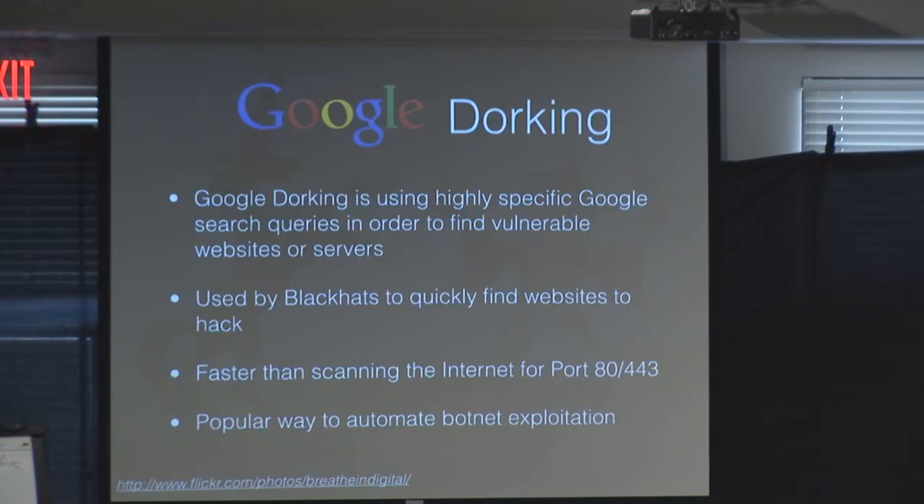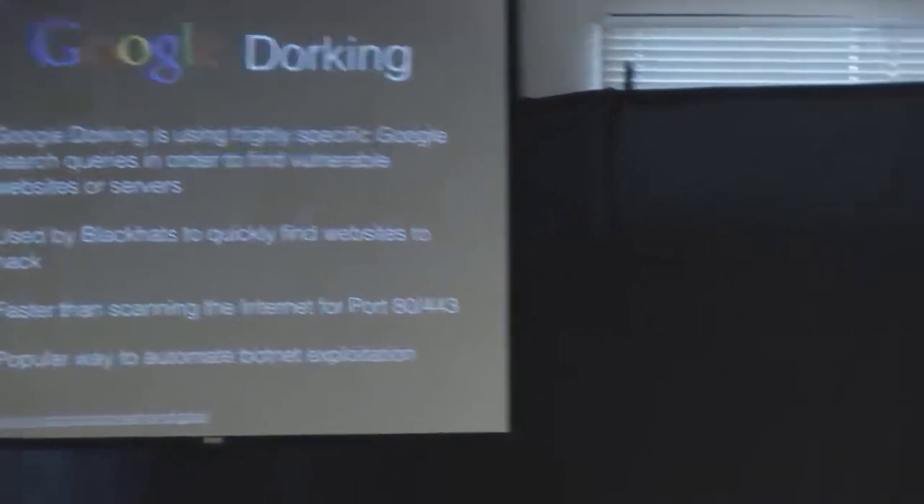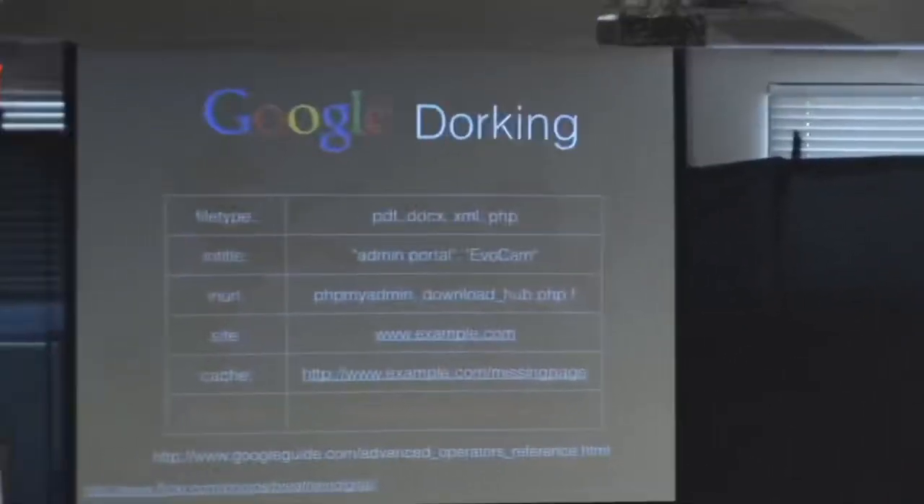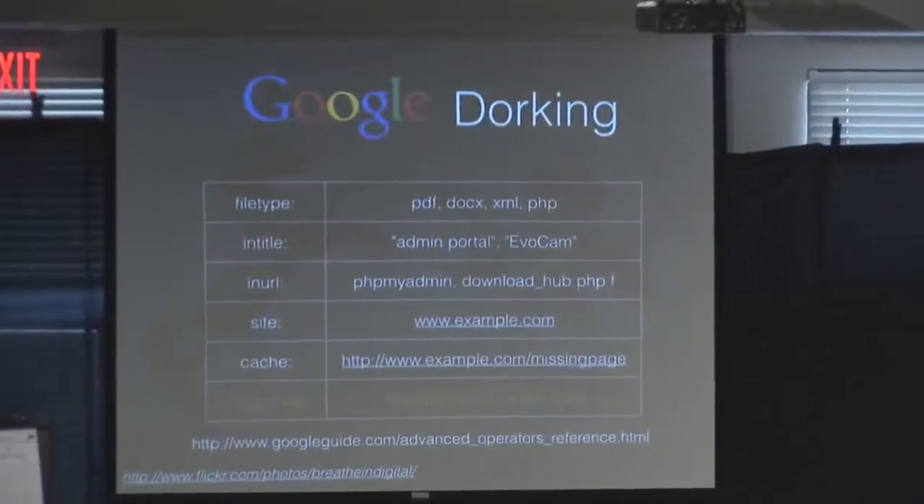It's also a popular way to automate botnet exploitation. So a little bit of a side rant there. If you don't know this already, a lot of botnets will have the bots use Google Dorks to search for vulnerable websites. They might be looking for a WordPress site or something like that. And when they find them, they'll actually attempt exploits against those servers. So that's one of the ways that botnets find servers to exploit and then grow. So a little bit more about Google dorking, and if you don't know what that is, you'll get it as we go along.